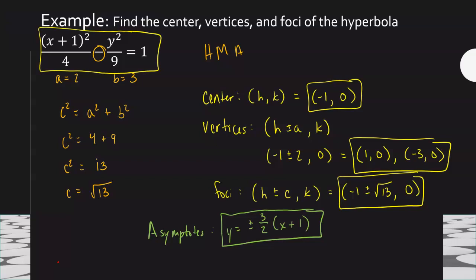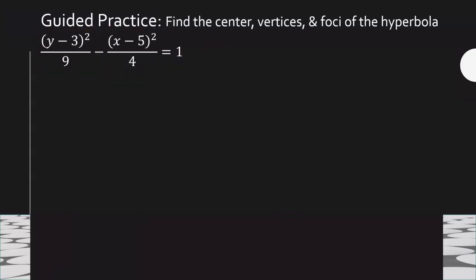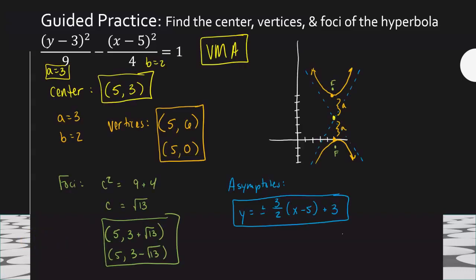All right. So I want you guys to try the next one completely on your own. Again, it doesn't ask for the asymptotes, but please make sure that you find the asymptotes in addition to finding the center, the vertices, and the foci. So go ahead and pause the video and hit play when you're ready to check your answer. All right, let's see how you did.